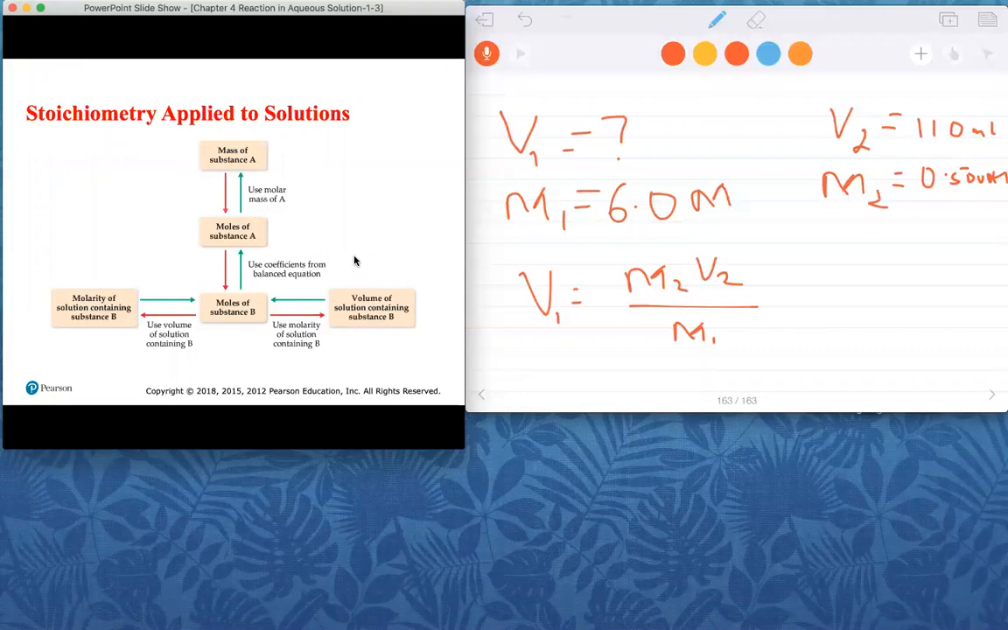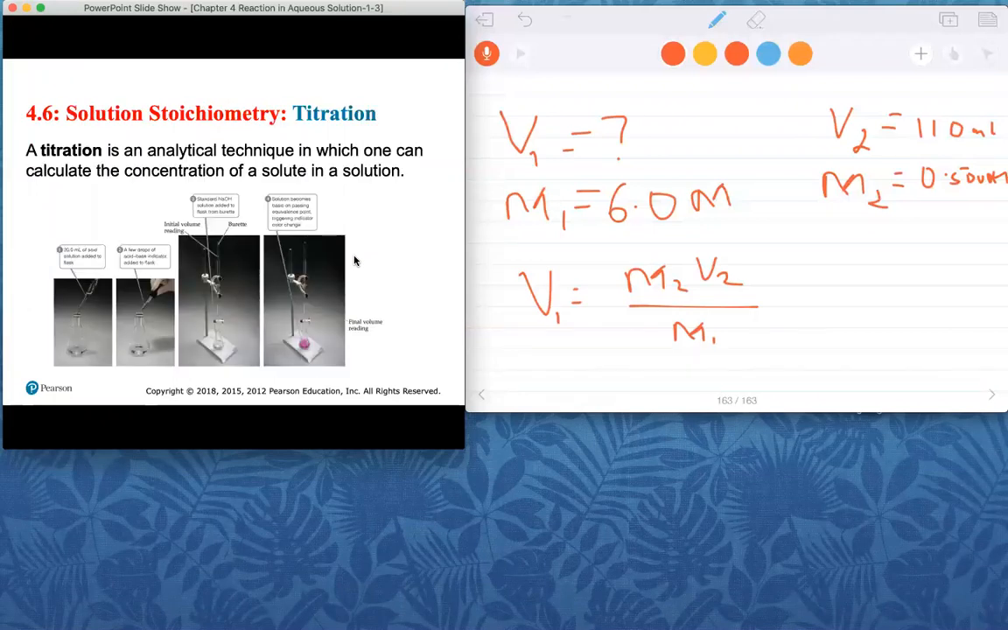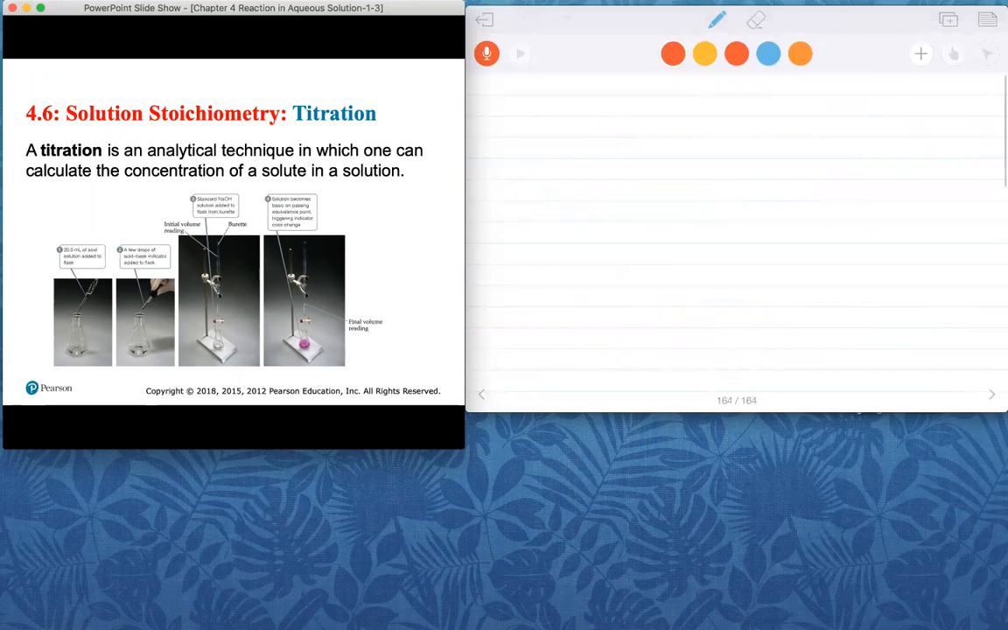It is important in chemistry. That is solution stoichiometry. Remember how we define stoichiometry: it's the quantitative relationship of reagents and products using the coefficients in the balanced equation. In particular, we look at the relationship in titration. Titration is basically determining the concentration of an unknown solution using what we call a standard.